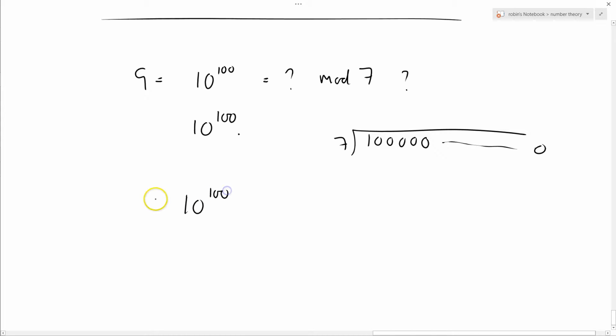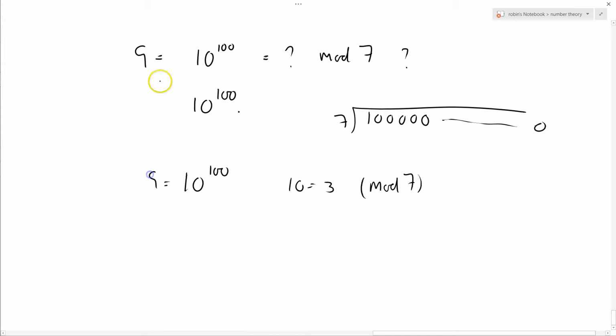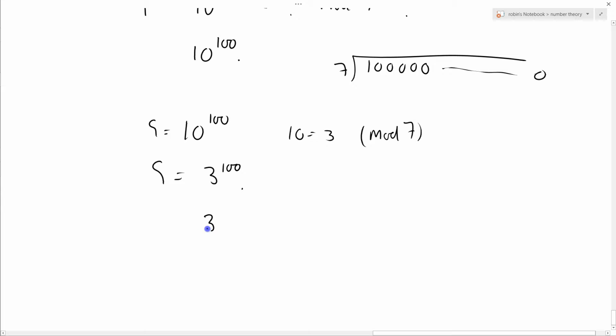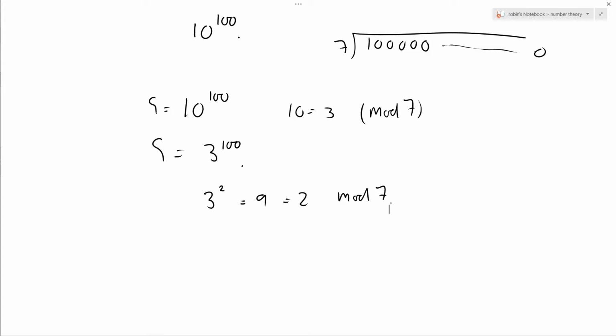10 to the 100. Well, 10 equals 3 modulo 7. So a Googol equals 3 to the power 100. Okay? Well, what's 3 squared? That's 9, of course, but that's equal to 2 modulo 7. Everything now is modulo 7. So 3 squared is equal to 2. What about 3 to the power 4? Well, that's just 2 times 2, which is 4 modulo 7.